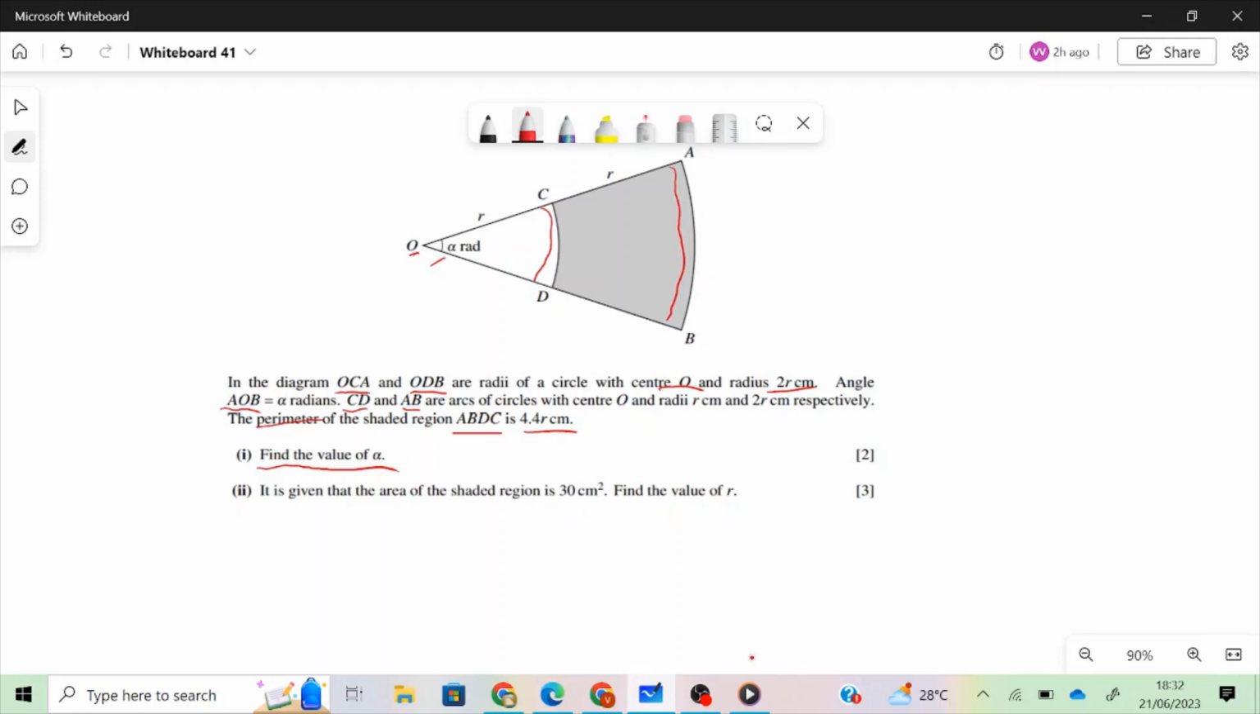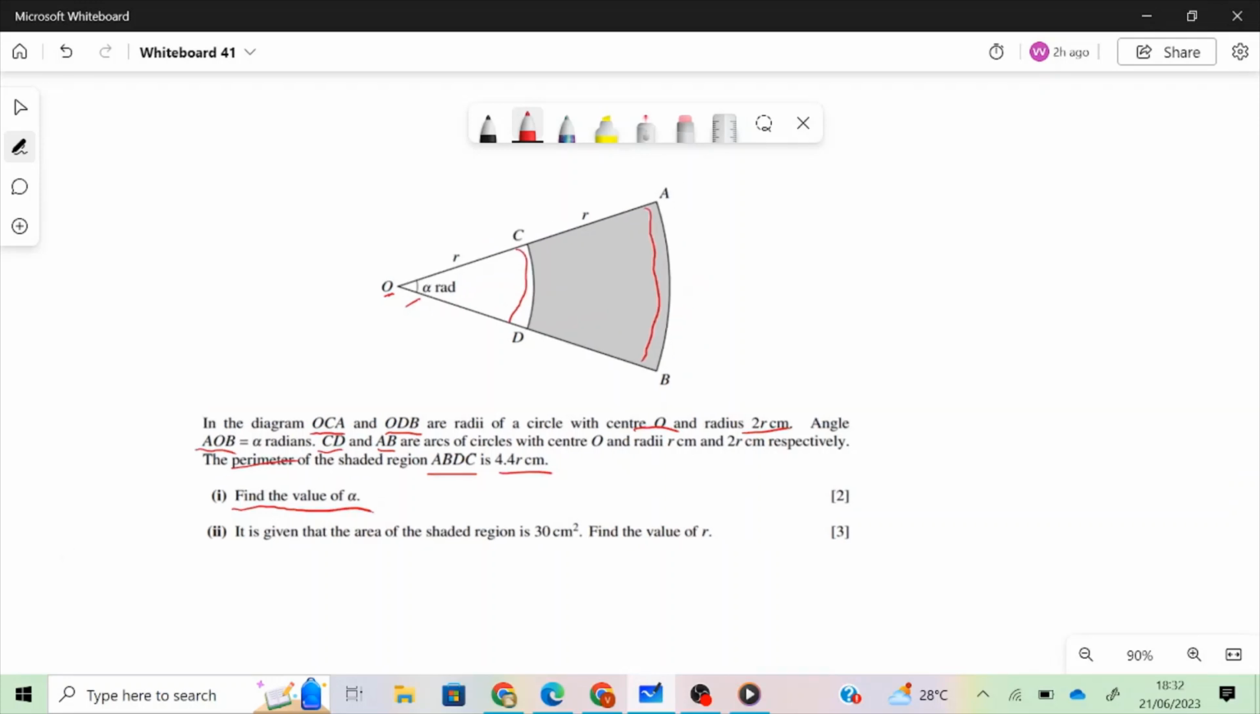Okay, they told us that the perimeter of the shaded region, that's this arc length over here, A to B, C to D, and from D to B, and from C to A, adding up all of this, should give us 4.4r. If C to A is r, then we know that D to B is also r. So all we have to do is find these arc lengths of A to B and of C to D, add them all up and equate it to 4.4r.